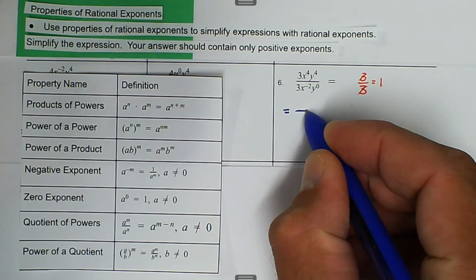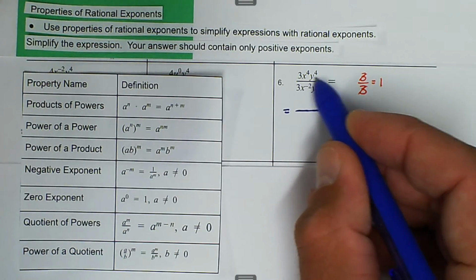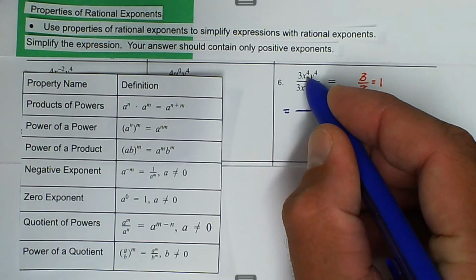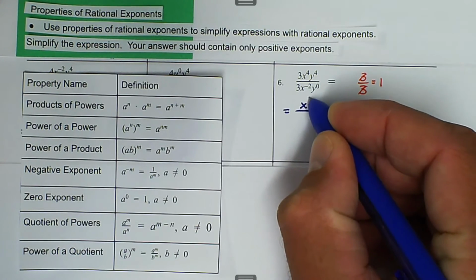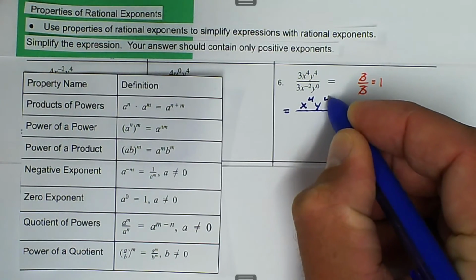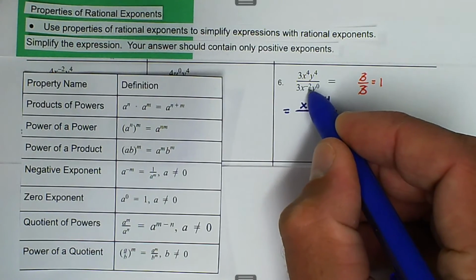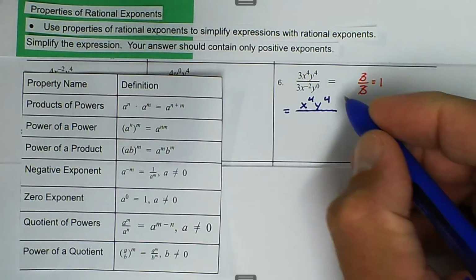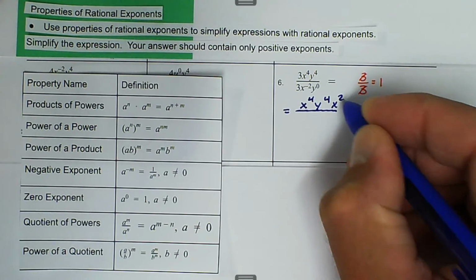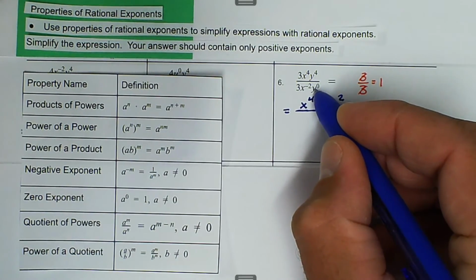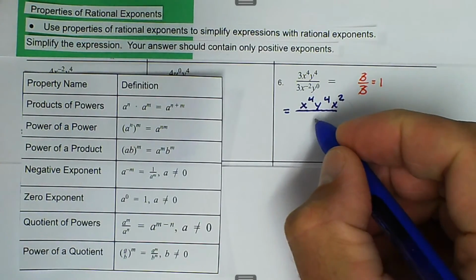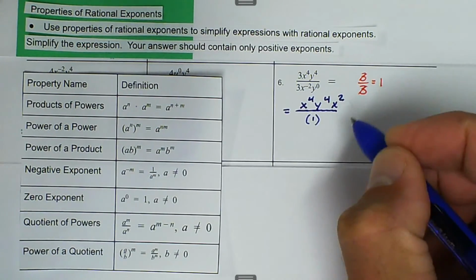So now I'm going to write all of my variables as positive. So I have x to the 4th, y to the 4th, and then we have x to the negative 2, so I'm going to use the negative exponent to move it to the numerator, x squared, and then we have y to the 0, that's the 0 exponent, so that's going to be 1.